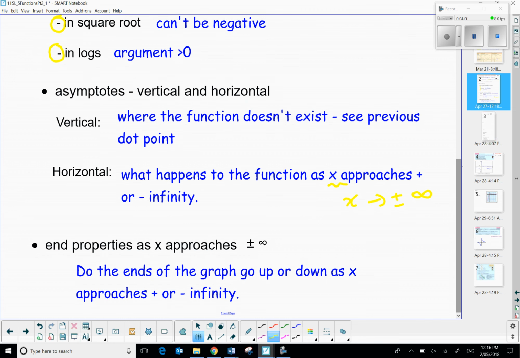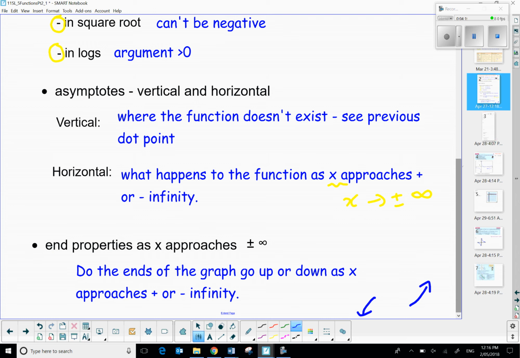Another part we've talked about are end properties as x approaches plus or minus infinity. So we want to think about, does our function go up at the end or does it go down at the end? Which way is it moving? So they're all key things that we'll look at.